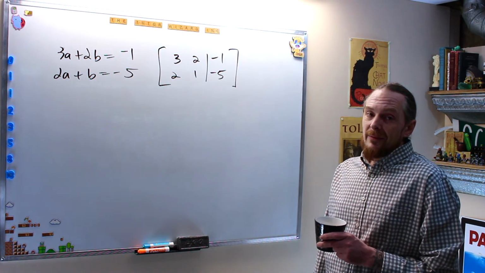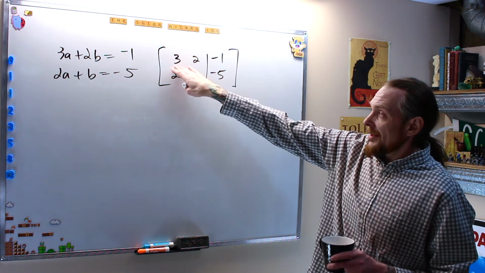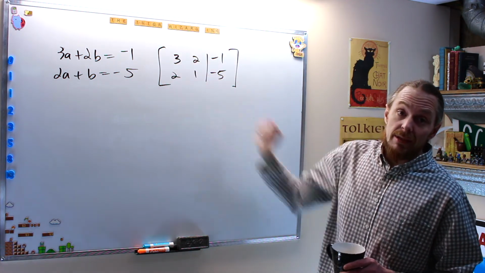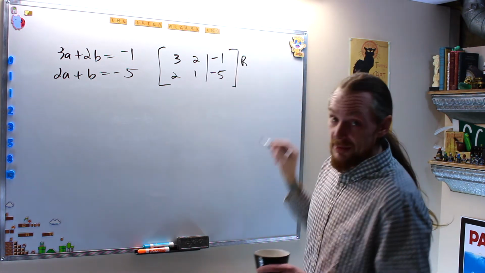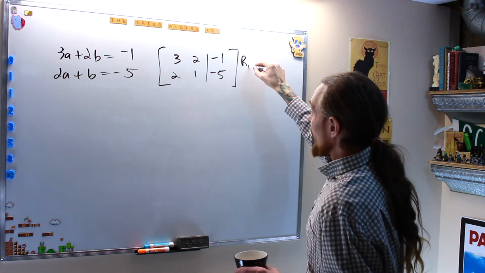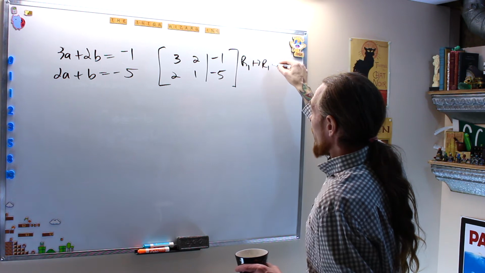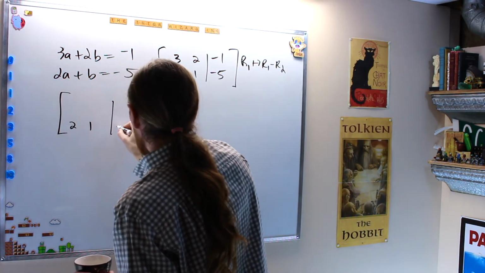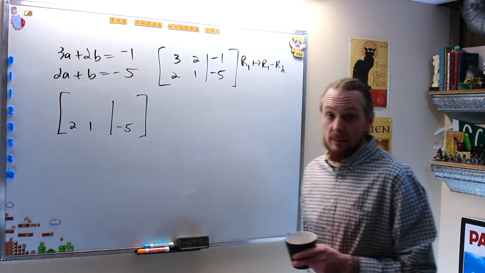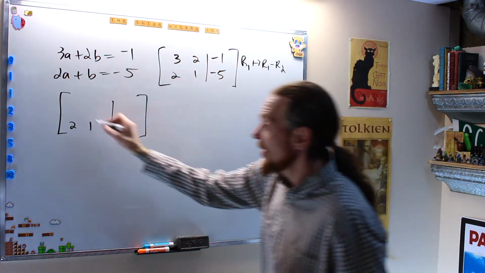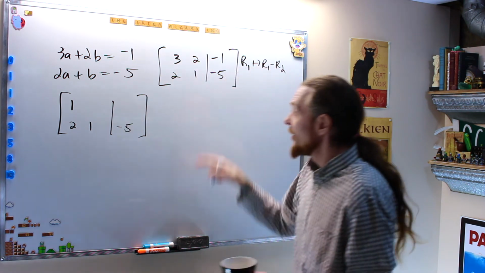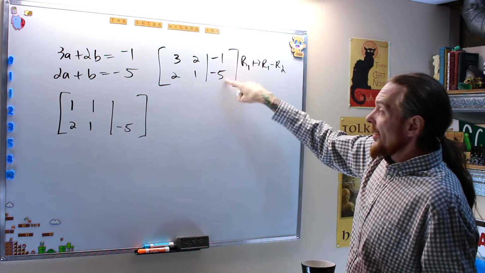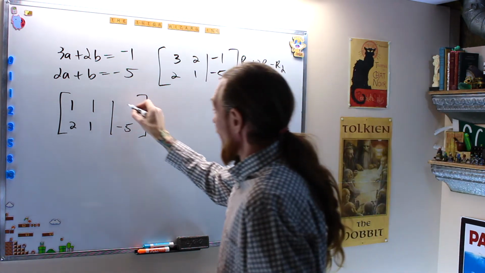I don't like dividing by integers to get leading ones, because you get fractions. Instead, I see that 3 minus 2 is a leading one. So I'm going to do the rare thing where I change row 1 to get a leading one. Row 1 goes to row 1 minus row 2. I didn't change row 2, so I'm not going to alter it. 3 minus 2 is 1. 2 minus 1 is 1. And -1 minus 5 is -6.